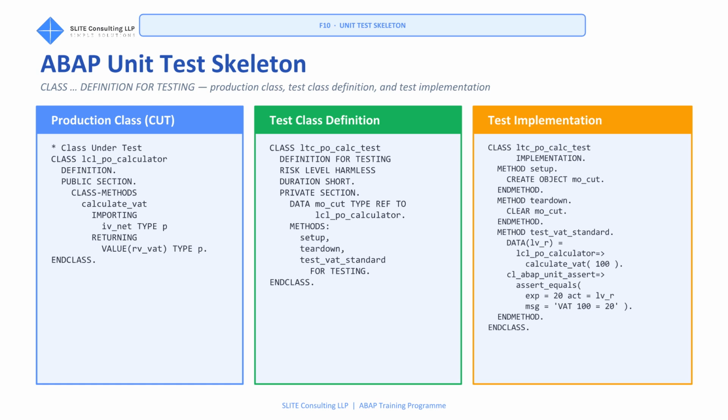Each test method is a small, focused function that tests one specific behavior. The body calls the class under test, then uses the cl_abap_unit_assert static class to check the result. The code on this slide is the production class on the left, the test class definition in the middle, and the implementation on the right.